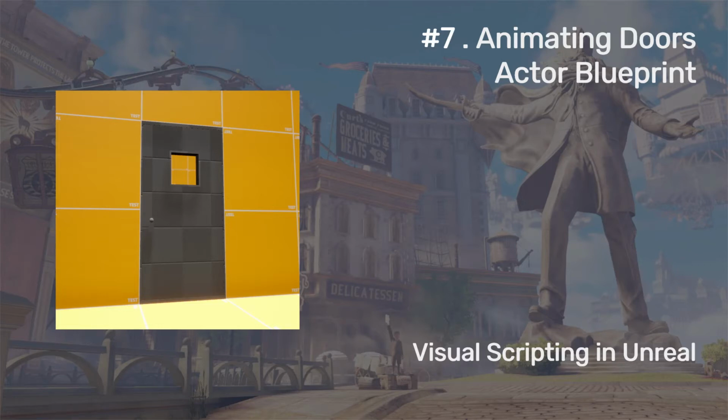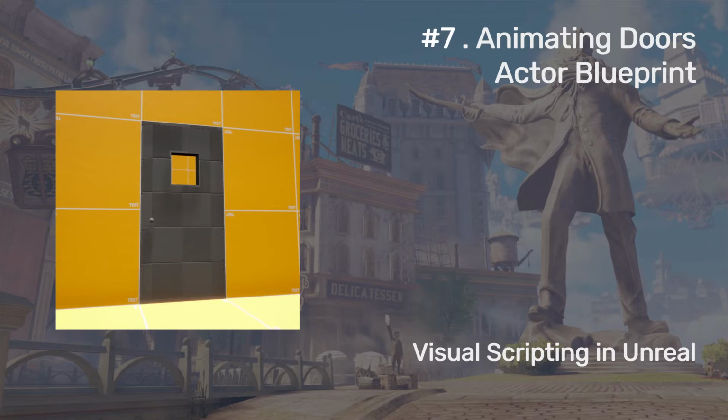Okay, so in the last video we did an animated door and it rotated open, but it was all done inside the level blueprint. So in this video, what I'm going to do is take the practices that we just learned inside the level blueprint. We're going to make a standalone actor blueprint for this.